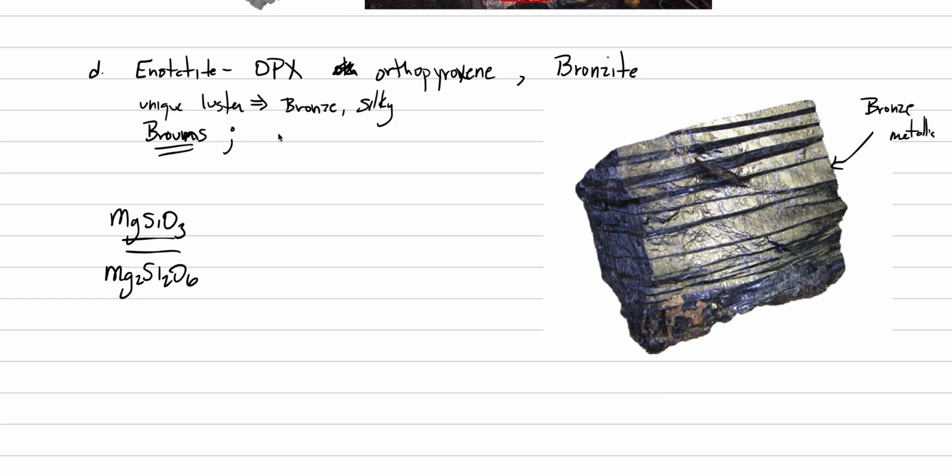Enstatite, OPX, is very common in many different rocks. It is a rock-forming mineral in mantle, igneous, and metamorphic rocks. So it's a mineral that we should expect to see a lot as we move forward and learn more about rocks through petrology.